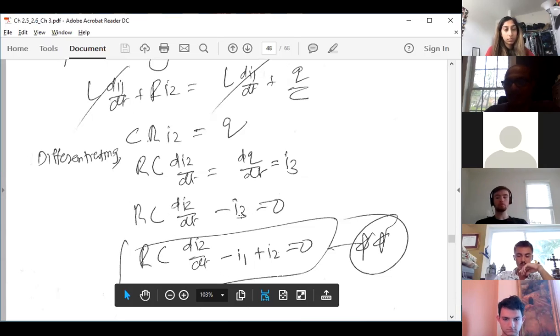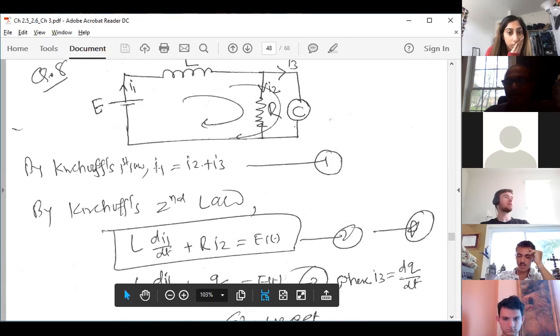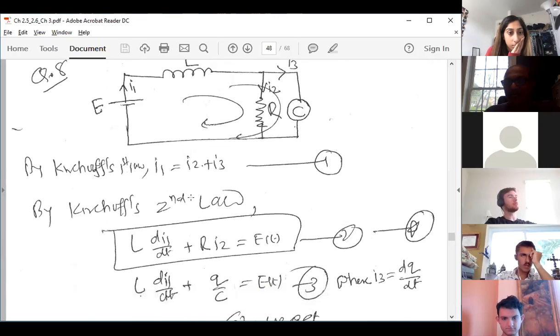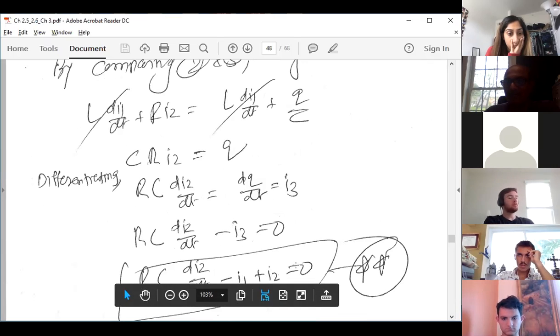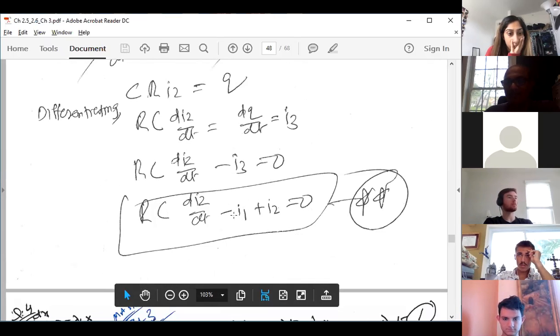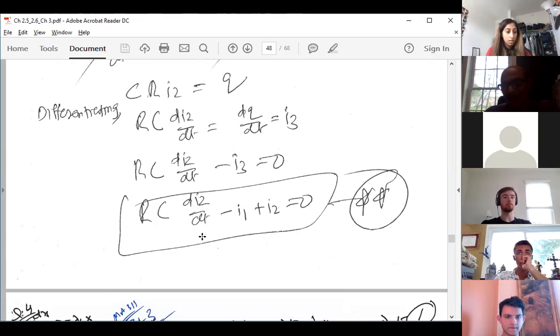But what is your I3? You are asked in terms of I1, I2. So you can again go back to I1 equal to I2 plus I3, where I3 equal to I1 minus I2. So replace your I3 by I1 minus I2, negative sign common, and that is 0. That is the answer. Agree? Yes, sir. Any doubt? No, sir.